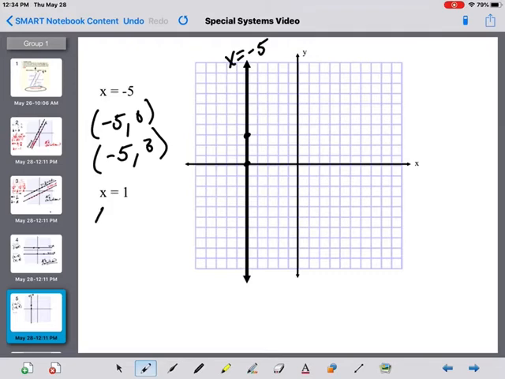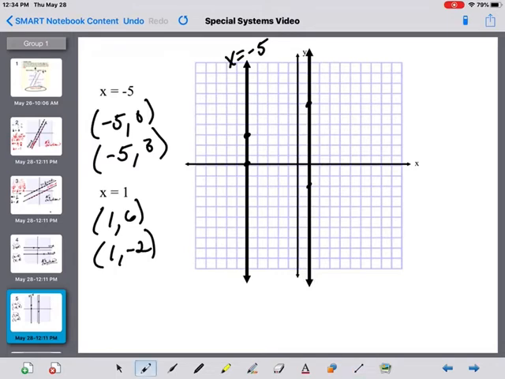And for my equation, x equals 1, if I pick points like 1, 6, and let's say 1, -2, I'm also going to form another vertical line. Okay, so anytime you have equations where you have x set equal to a number, you're always going to wind up with vertical lines. If you recall, vertical lines have undefined slopes. So since both of these have the same type of slope, they will not cross either. And therefore, for this type of problem, you would have no solution as well.